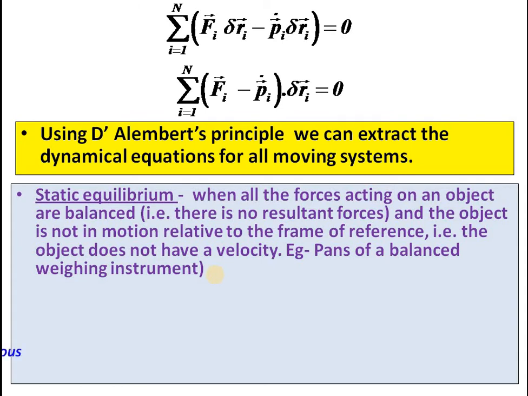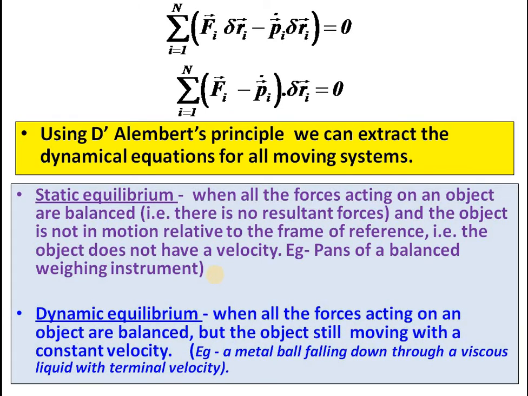but still forces are acting over it. Okay. And another term very commonly used in mechanics is dynamic equilibrium. This is when all the forces acting on an object are balanced, but the object is still moving with a constant velocity. Okay, this kind of situation may arise. Forces are acting on it, and the particle is moving. That is why the word dynamic is coming. An example is given here for your better understanding.